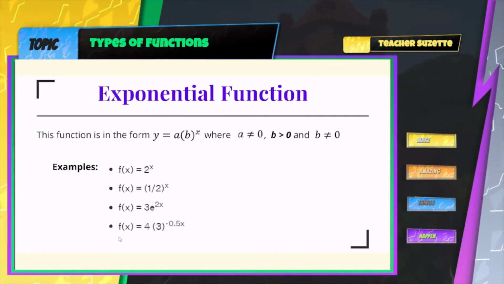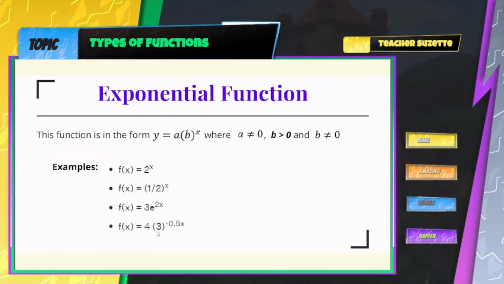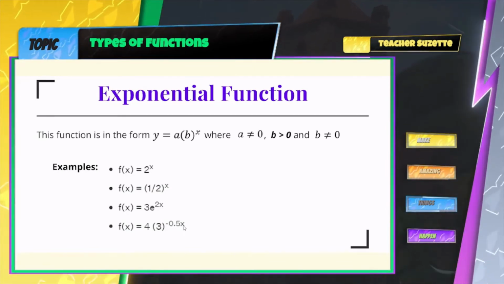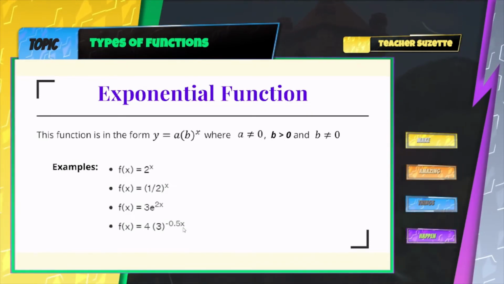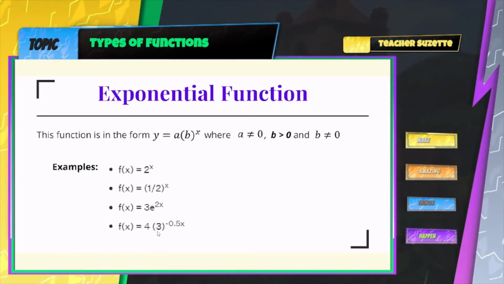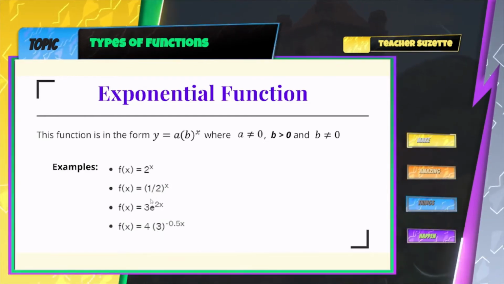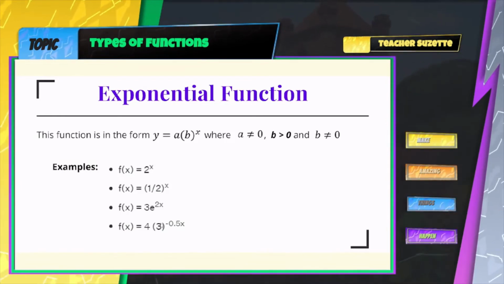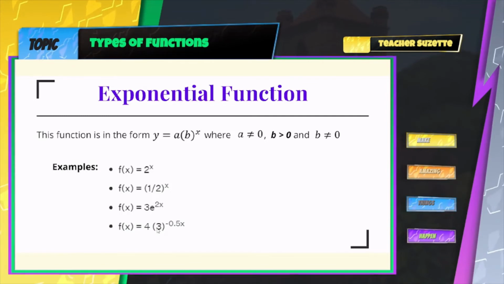Next, we have f of x is equal to 4 times 3 raised by negative 0.5x. Again, our x here is still our independent variable, which is the exponent of our constant base. Upon checking, all the bases are greater than 0 and not equal to 1. And your a should not be equal to 0.